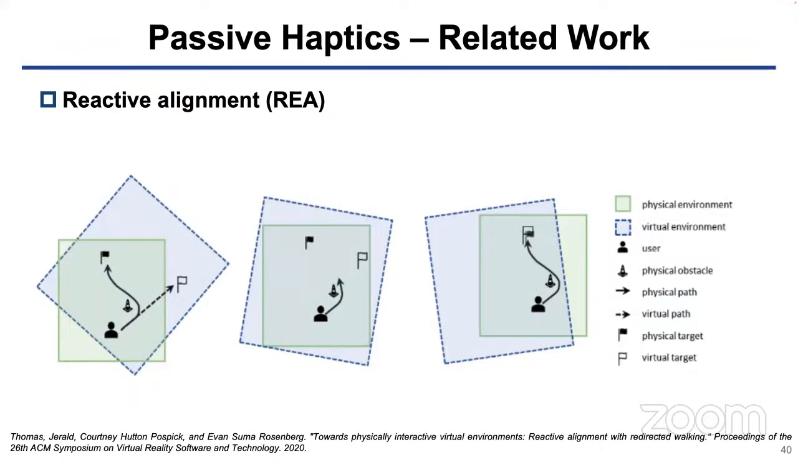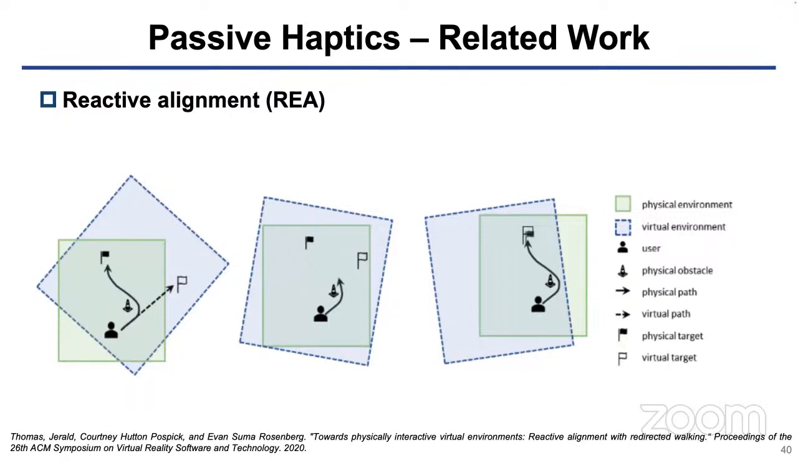Following Professor Wang's work, there's another work called reactive alignment (REA) from Gerald et al., which is the best paper of VRST 2020. He proposed an artificial potential field for this problem that uses a pull force and a push force and optimizes the forces to let the virtual and the physical points align.